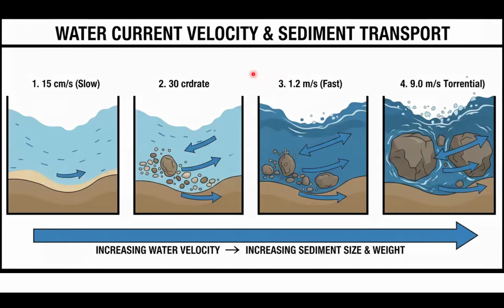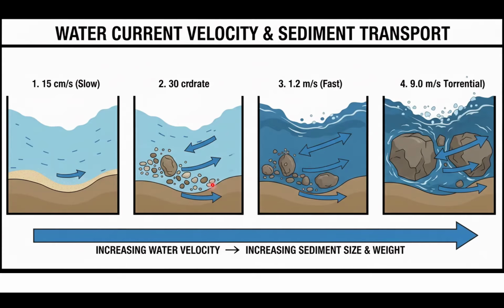Next. As the water current velocity is very fast, a current moving at the speed of 15 centimeters, 30 centimeters, 2 meters and 9 meters per second can carry very fine granules, fine sand, gravels and sand, and bulldozers of several tons respectively, as shown in this image.